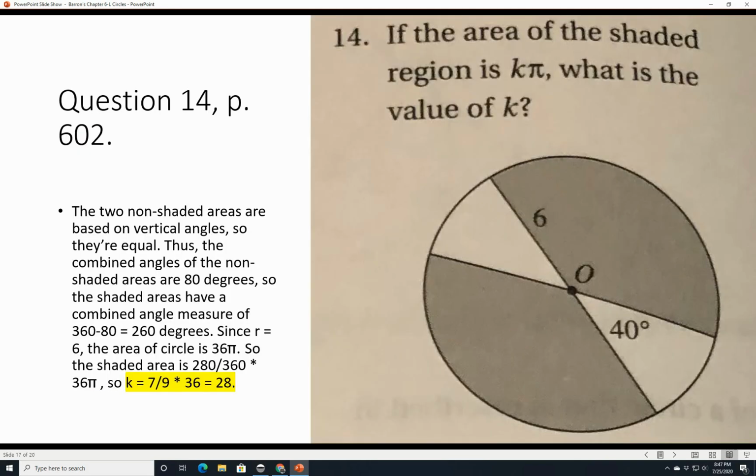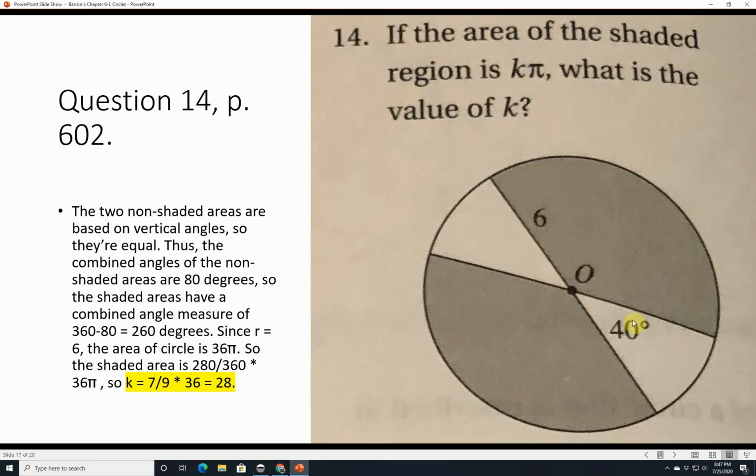Question 14. If the area of the shaded region is k pi, what is the value of k? This is a grid-in question, so they want to factor the pi out, so they can give you an easy number to enter, and you don't have to play around with 3.14 or whatever. Anyway, the two non-shaded areas, you can see they're vertical angles. The fact that they're inside a circle doesn't change anything.